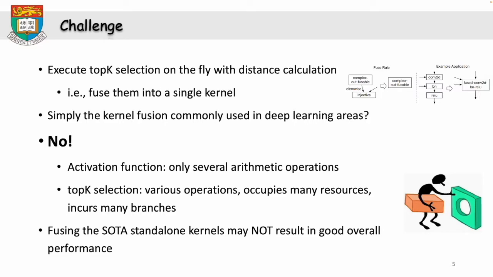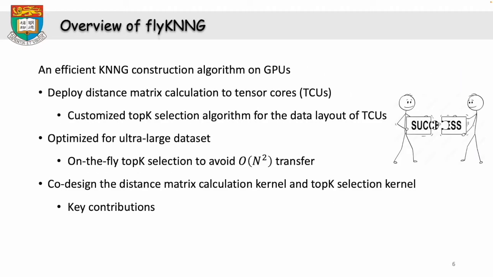So we design our method FlyKNG, a KN graph construction algorithm accelerated by TensorCores enabled GPUs with on-the-fly topk selection. It deploys the distance matrix calculation to TensorCores and also a customized topk selection algorithm for the data layout of TensorCores. The key feature of FlyKNG is to co-design the two algorithms to optimize the overall throughput, and we will discuss them in detail.